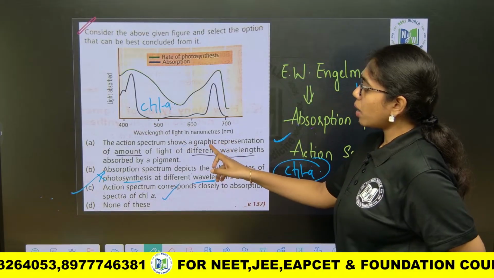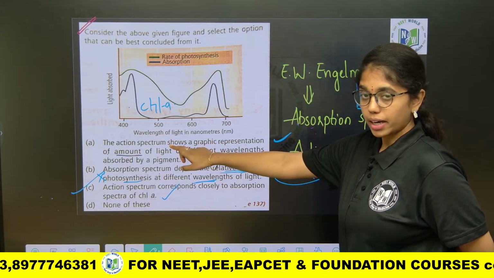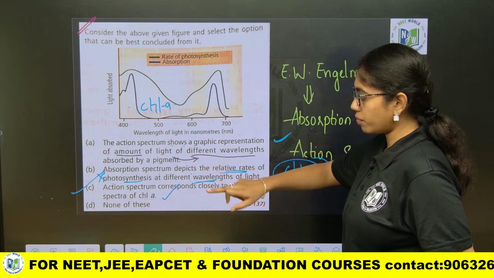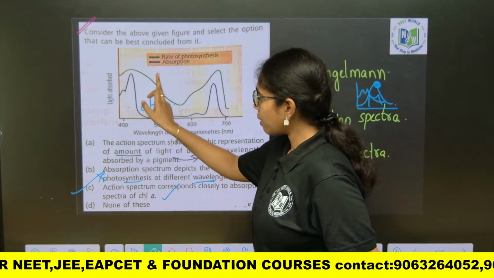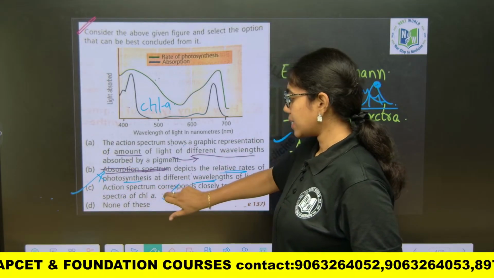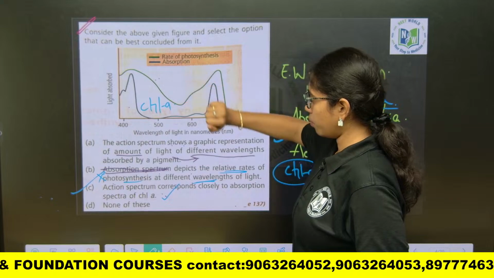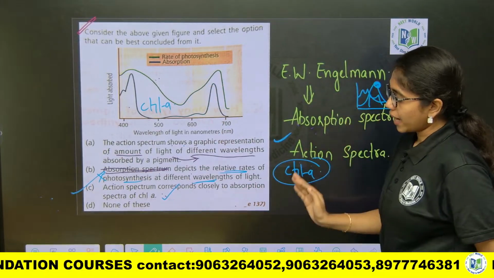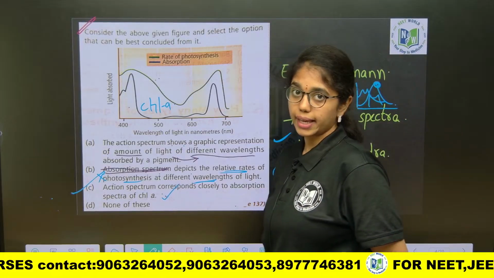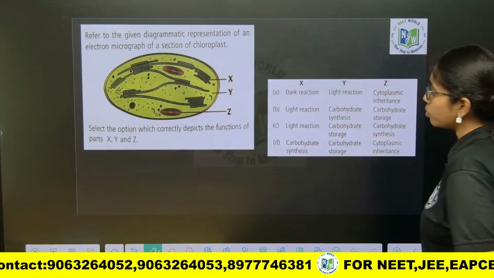This is action spectra, till here it is correct, but this is not showing different wavelengths of the light. This is not at all the absorption spectra, this is what? Action spectra. So option B will be wrong. C is correct because this is clearly predicting that action spectra is corresponding with the absorption spectra of chlorophyll A. Clear? Next question, you see.